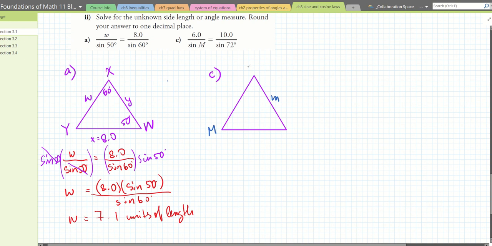Let's call this angle N, so this is going to be lowercase n. Let's call this angle O, so this is going to be lowercase o. So I've labeled my triangle.